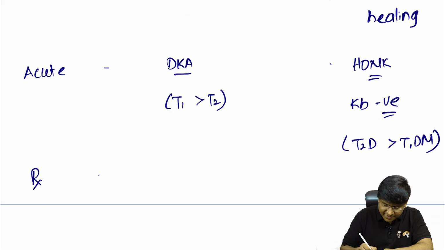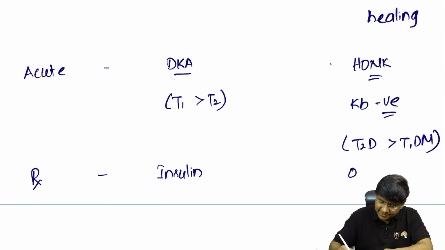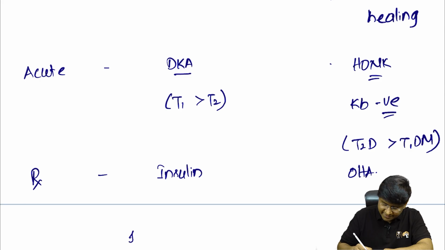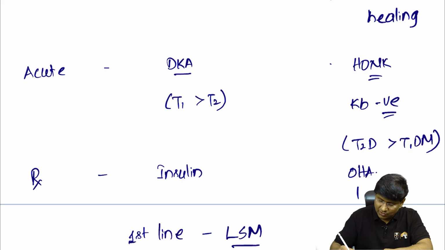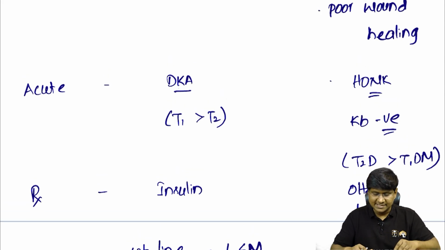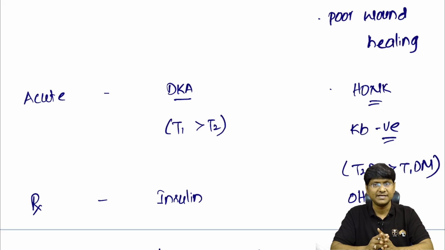Then how will you treat these patients? Type 1 diabetes mellitus, definitely you will require insulin, whereas in type 2 diabetes mellitus, oral hypoglycemic agents are what we need to give. But what will be the first line treatment? Either in type 1 or type 2, the first line treatment will be lifestyle modification. Then followed by that, in the OHA of type 2 diabetes mellitus, what exactly is the drug of choice? The drug of choice will be metformin. So these are some of the differences between type 1 and type 2.